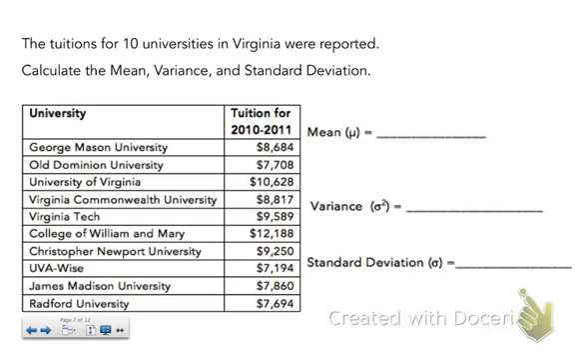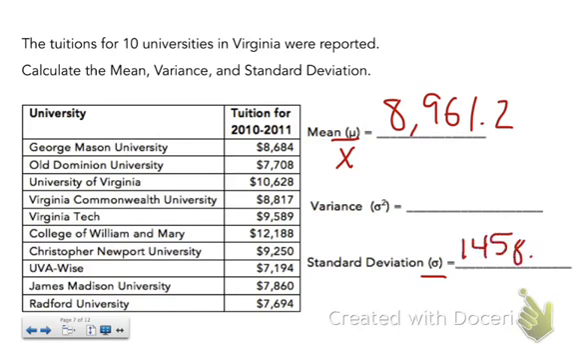So don't forget, if I'm asking for the mean mu, that's the same thing as x bar that comes up in your calculator. So when you put it in your list 1 and do one variable statistics, you get 8,961.2, because that makes sense with the change. And then don't forget standard deviation is the little sigma. And for this one it's 1,458.68.